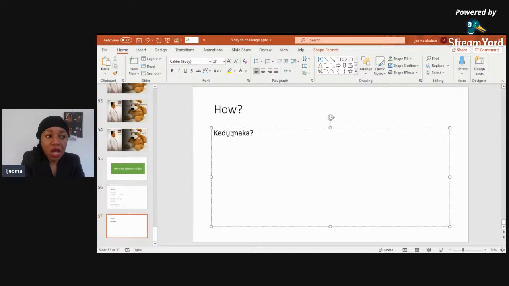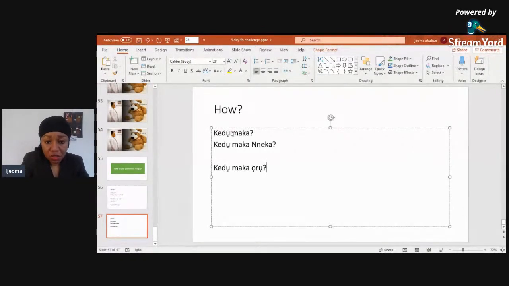So if I'm going to ask you how is Neka, it's the same thing as what about Neka, which is now kedu maka Neka. Neka is the person. Maybe I want to ask you about your work: kedu maka oru. So this is what about work, which is how is work. So together, kedu maka is how.